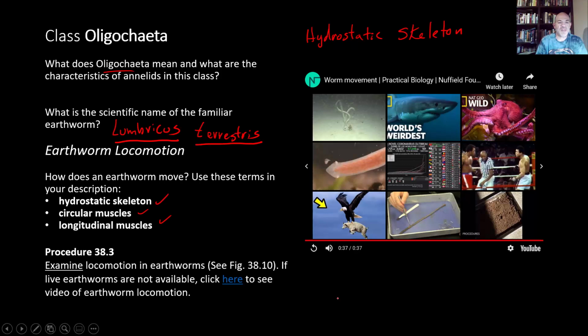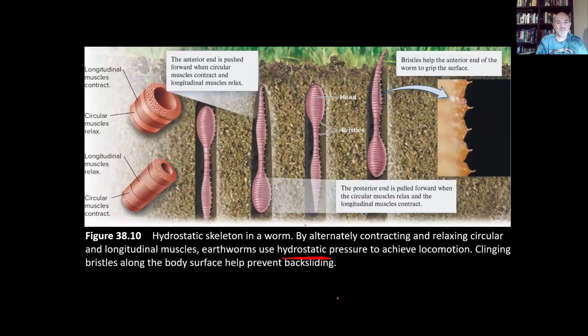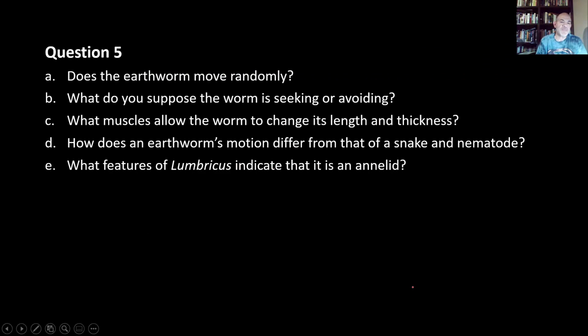So that's part of procedure 38.3, observing locomotion. This diagram study does help explain how the muscle action works, the longitudinal and circular muscles. And then there's a question to answer about those observations: does the earthworm look like it's moving randomly? Seems to be a little bit more coordinated movement.